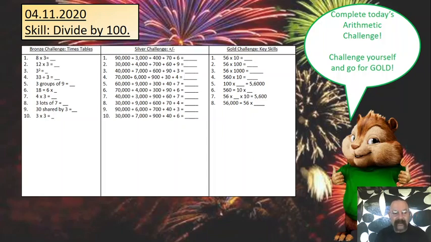So let's start with our bronze challenge, and I will just read out the answers for you. So it starts with 8 times 3 equals 24. Then we have 36. We have 9, 11, 27, 3, 12, 21, 10, and 9. And then we have our silver challenge, where we're recombining those numbers.